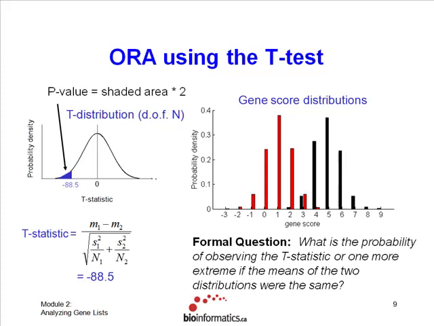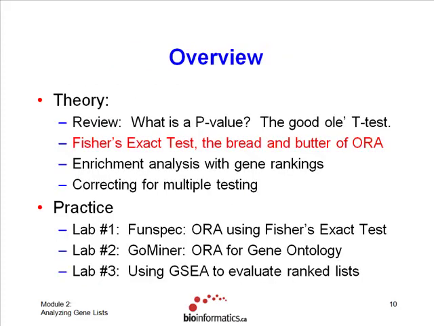Unfortunately, this test isn't appropriate for most of the types of enrichment analysis that you need to do. But be comforted by the fact that you almost already know how to do enrichment analysis. Now we're going to talk about the bread and butter of the over-enrichment analysis. What people use is called Fisher's exact test, and it's sometimes called the hypergeometric test or the hypergeometric p-value.